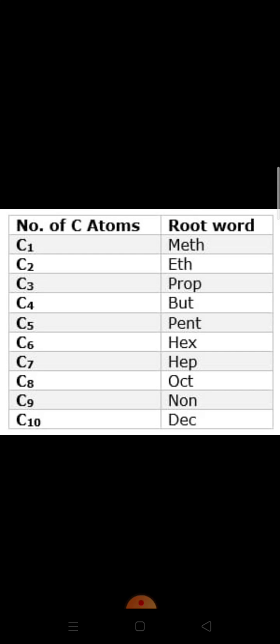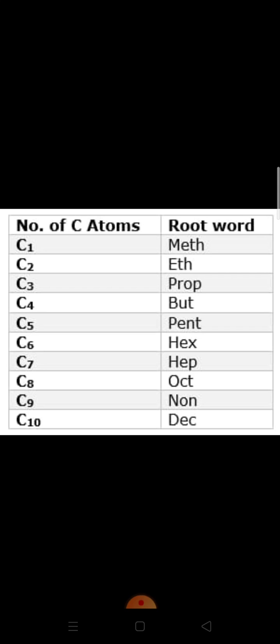So here we have some root words, which are actually the prefixes which you use to give names to the hydrocarbons. If in a hydrocarbon compound we have one carbon, means number of carbon is 1, then we use the prefix meth. For 2 carbons eth, 3 carbons prop, for 4 carbons but, if the carbon number is 5 then pent, for 6 carbons hex, 7 hept, for 8 oct, for 9 non, and for carbon 10 dec. These all are the prefixes.